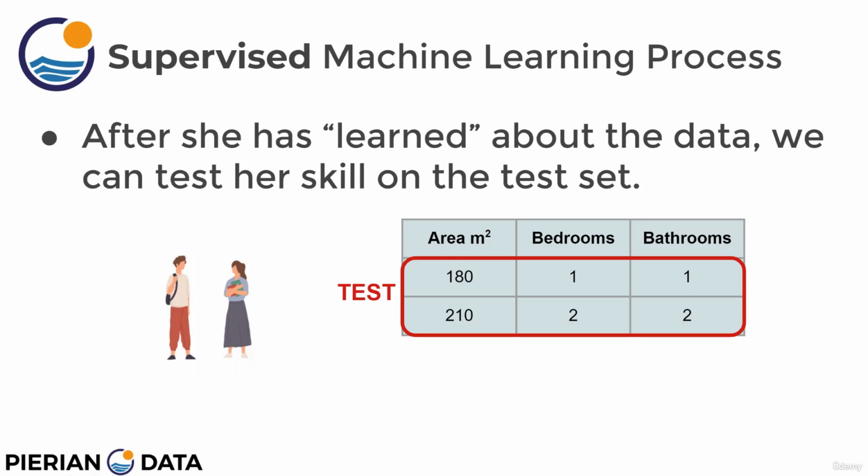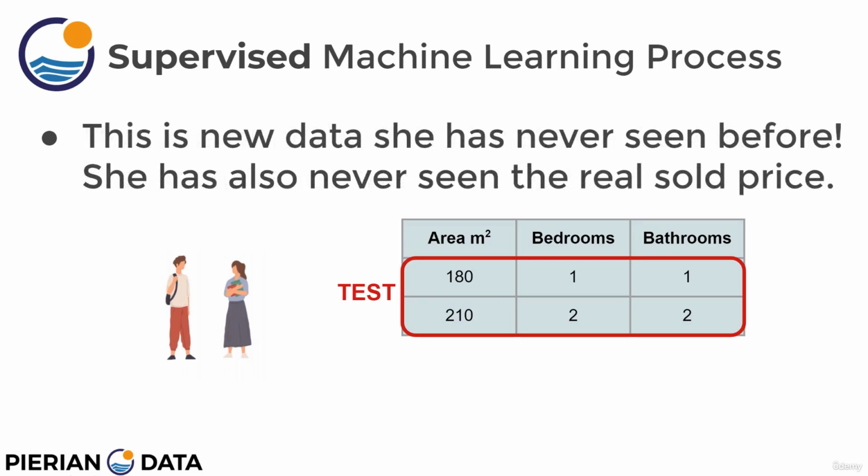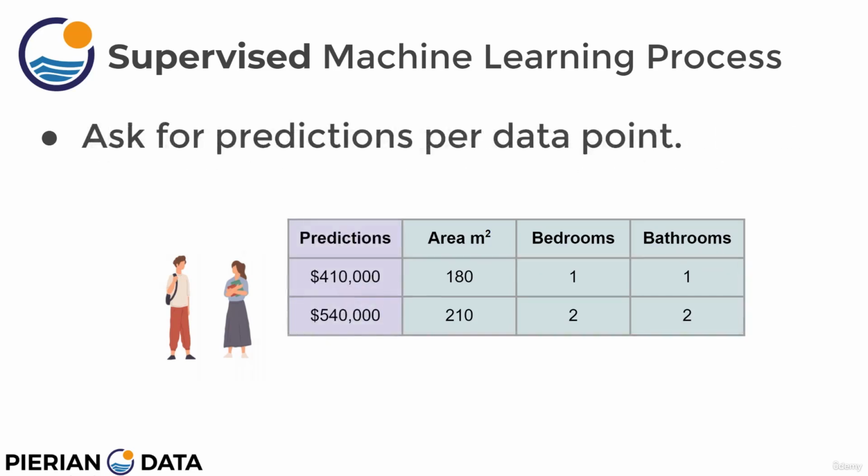So after she learned on the training set with both features and labels, what we can do then for this human algorithm is say, hey, here are some new features. What price do you think these houses should sell at? And so we provide only the X-test data and ask for the predictions on the sell price. This is new data that she has never seen before. And she has also never seen the real sold price here. So we know we don't have this issue of her possibly memorizing this data. And so we ask her for predictions per data point. And now she's predicted the price that these houses should have sold at in the past.